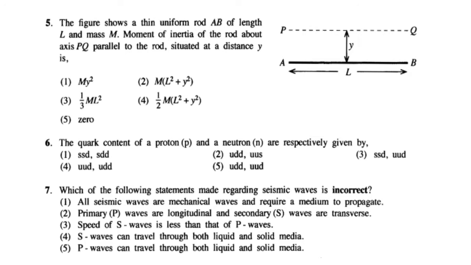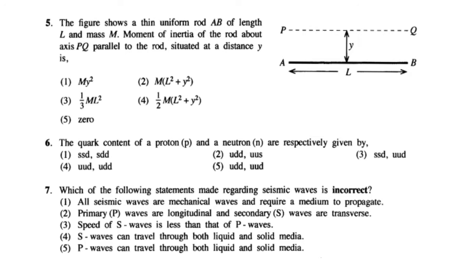2 is right. Speed of S waves is less than that of P waves. That is also true. S waves are secondary waves which are transverse, and P waves are longitudinal waves, and speed of transverse waves is less than the speed of longitudinal waves. That is right. Then fourth one, S waves can travel through both liquid and solid media.